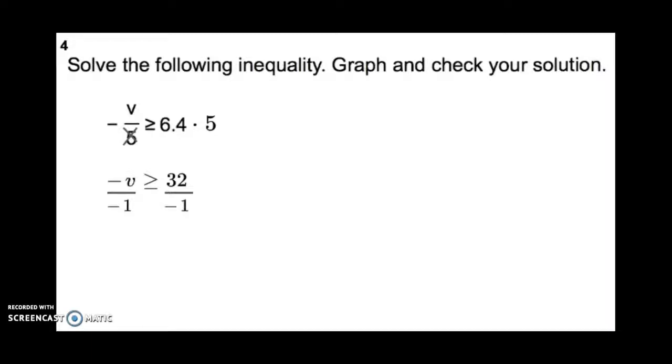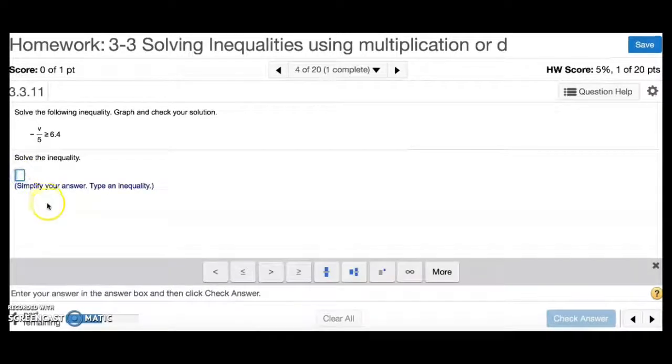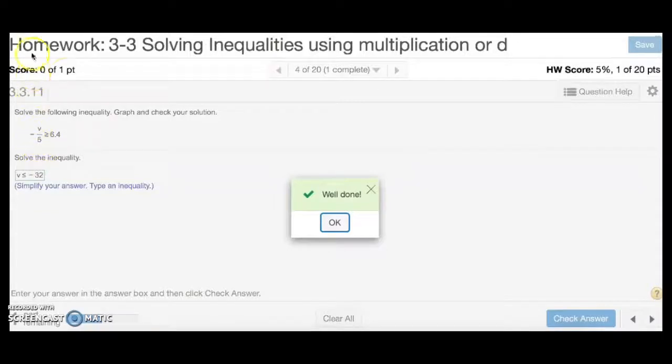Divide both sides by negative 1 and we get positive v. But when we divide the inequality by a negative number, we got to switch the direction of it. So v is less than or equal to negative 32. So multiplying or dividing by a negative number means you switch the direction of the inequality. So let's graph this. So we have v is less than or equal to negative 32. That's the answer for number 4.